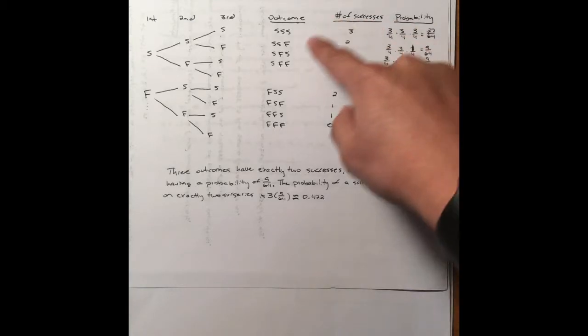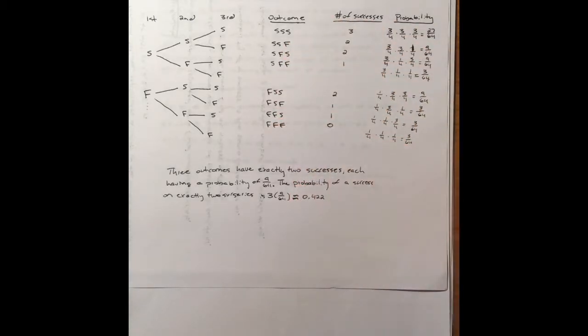And then you get the outcomes, which are here, and then the number of successes, and then the probability for each. The three outcomes that have exactly two successes each have a probability of 9 over 64. The probability of a success on exactly two surgeries is 3 times 9 over 64, which is approximately 0.422.